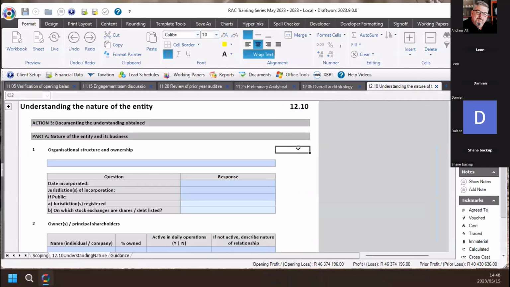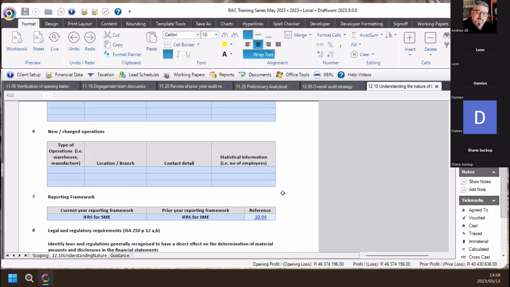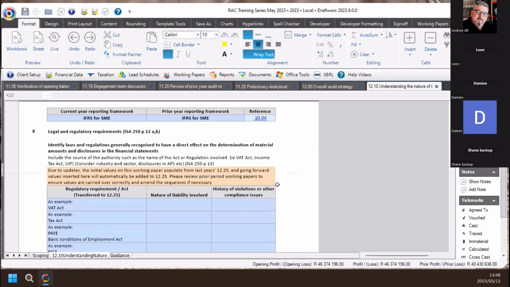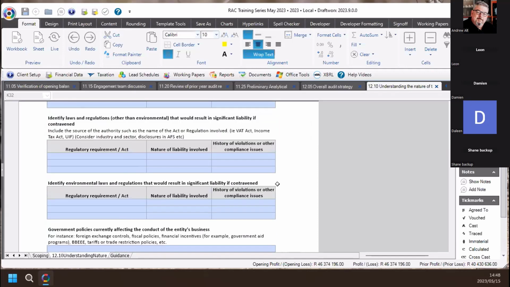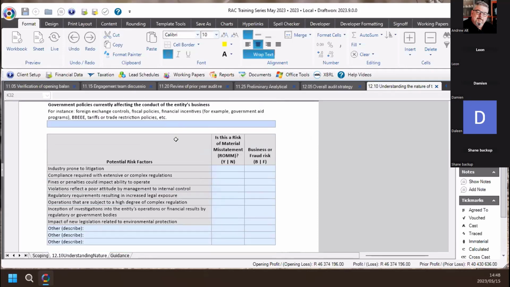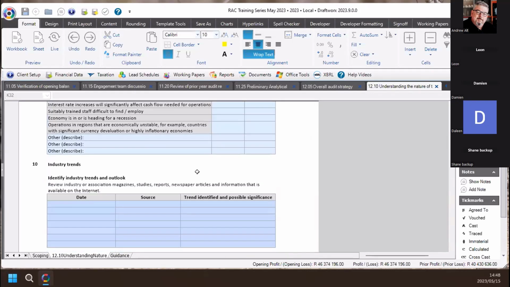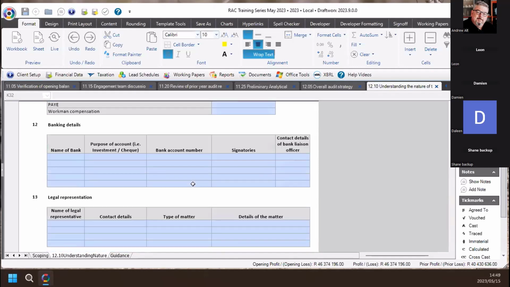All right. Document 12.10, understanding the nature of the entity. Okay. In fact, this is a little bit of an onerous one. There's a lot to document. We need to understand our client before we go and perform the audit. Again, I want to point out the existence of a lot of the dark blue areas. So we do, again, roll forward this information. So there is value in documenting this information in detail.